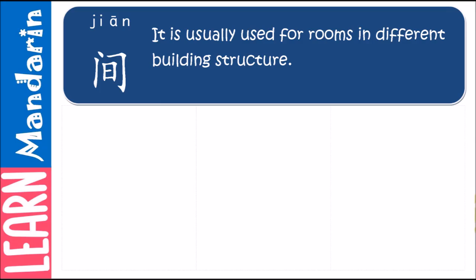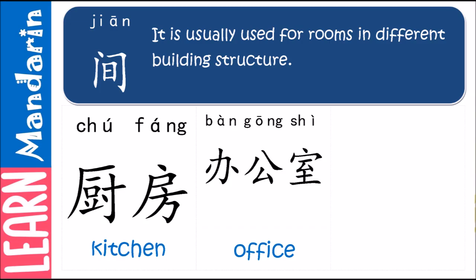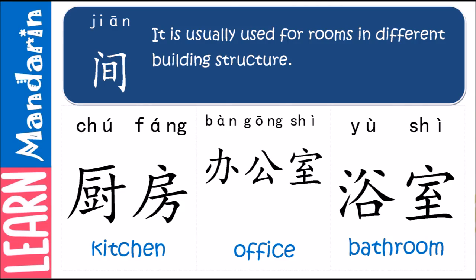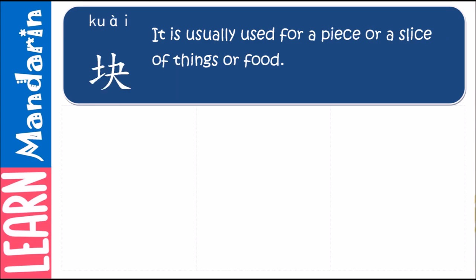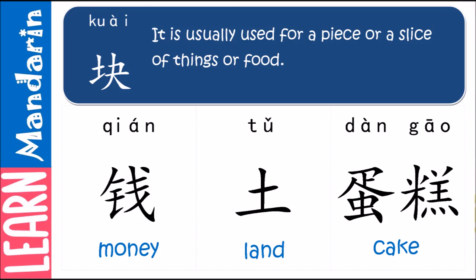Example of nouns that are commonly paired with the measure word 间 are 厨房, 办公室, and 浴室. 块 is a measure word that is usually used for a piece or slice of things and food. It is also specifically used as a measure word for money. Example of nouns that are commonly paired with the measure word 块 are 钱, 图, and 蛋糕.